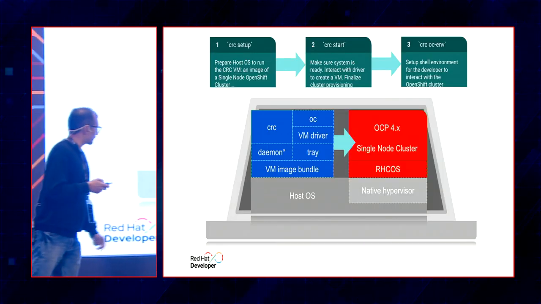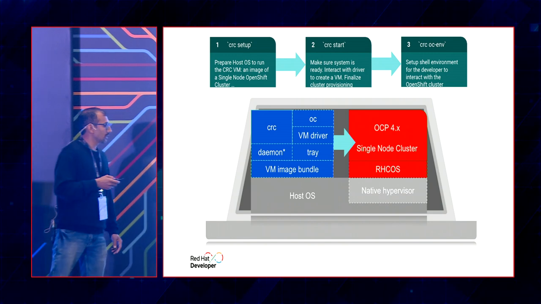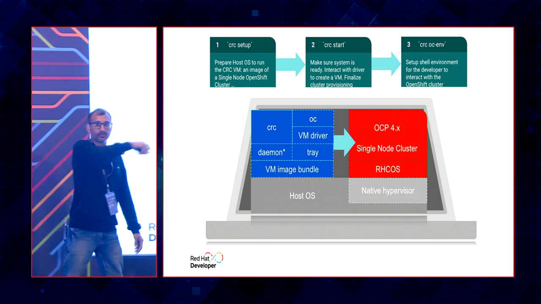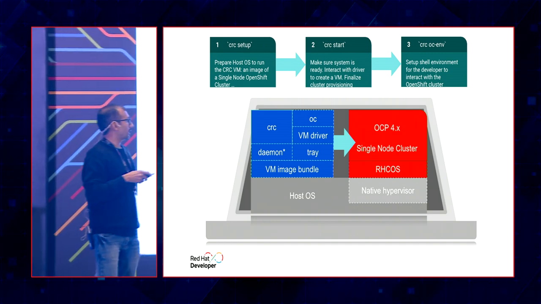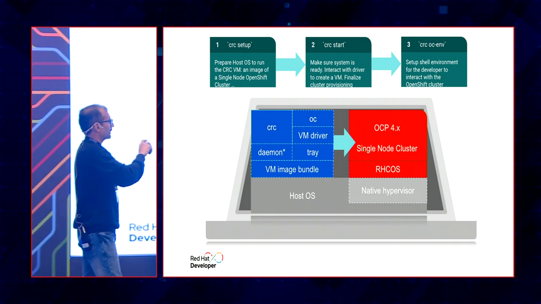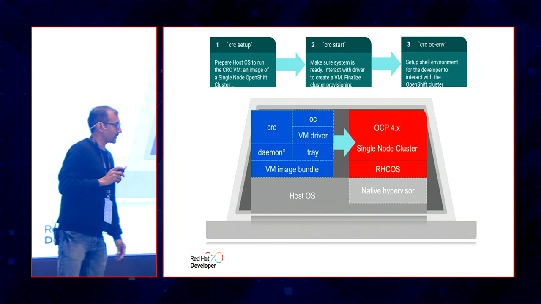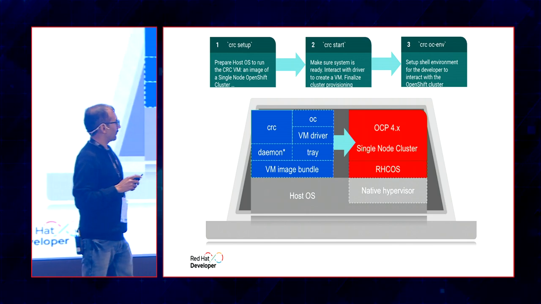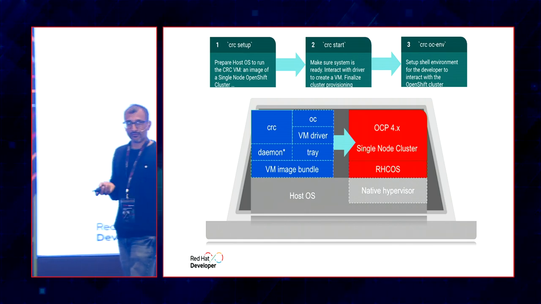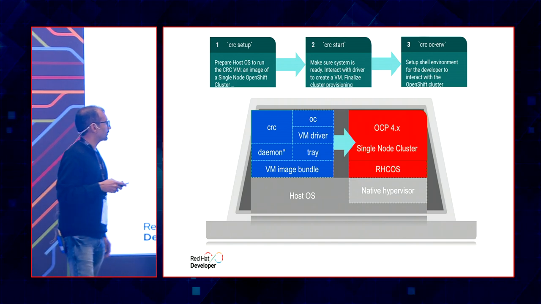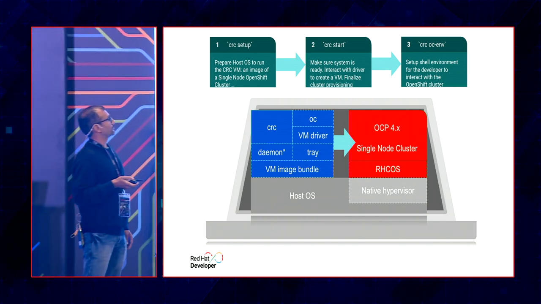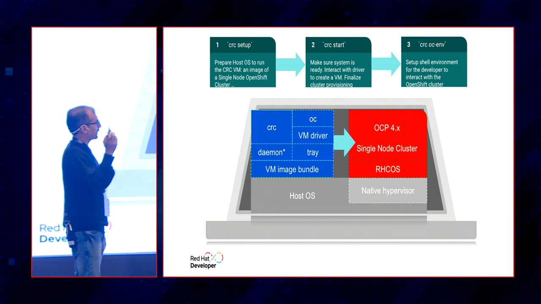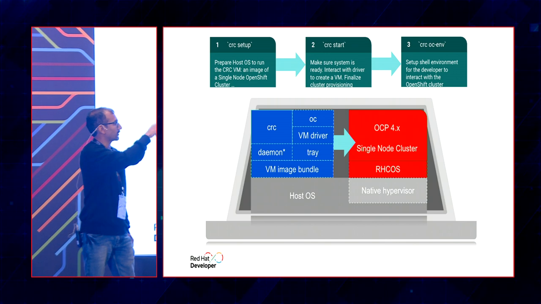This is the architecture of OpenShift Local. The way we work, this gray part is your local host or local system, right? And this is your host OS, and then we use the native hypervisor, which means for Windows, we use Hyper-V. For Mac, we are using Apple virtualization. And for Linux, we are using libvirt or KVM. And then using the native hypervisor, we deploy a VM which already contains all those parts.